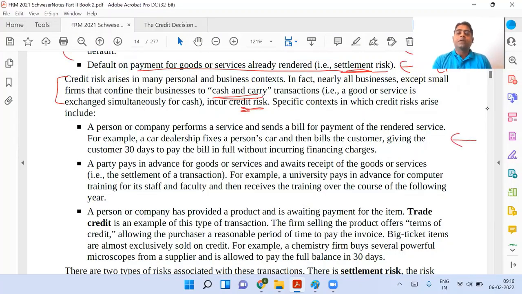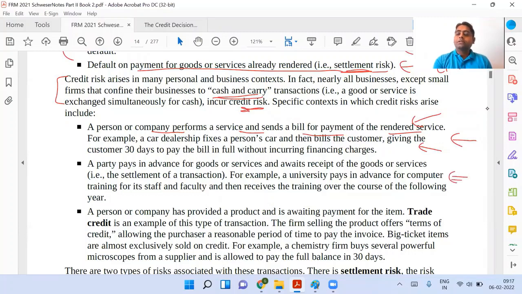If you look at the first reference, a company performs a service and sends a bill for payment of the rendered service. Suppose you went to a car servicing company, he made repairs to your car and sent you a bill, but you're not paying the bill. Suppose you have to pay in 10 days. If you do not pay in 10 days, that's a risk for the car dealer. So they've given you that example. In a lot of businesses there is a credit period. Generally you get around 1 to 3 months, depending upon the nature of the business, to pay after a certain period of time. If you pay immediately, you get a cash discount. That is also a part of it. So read the first bullet point.